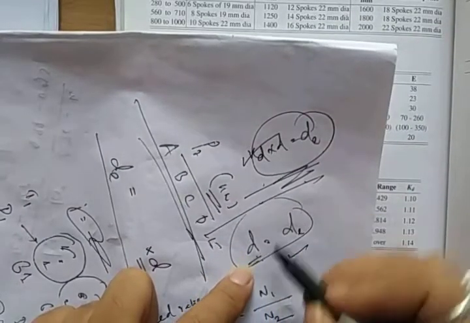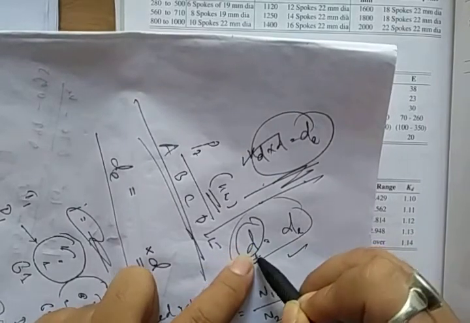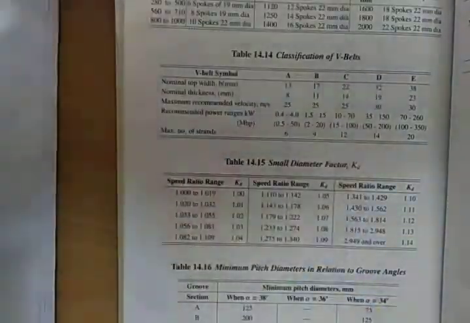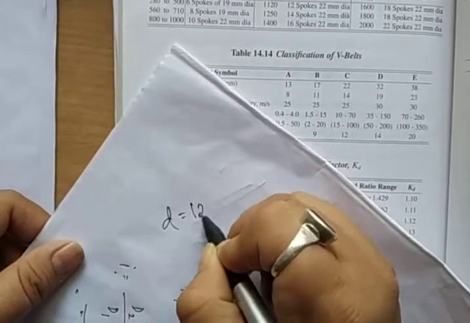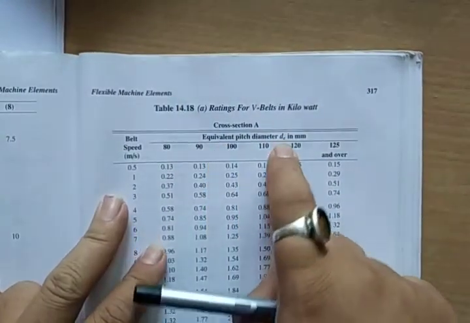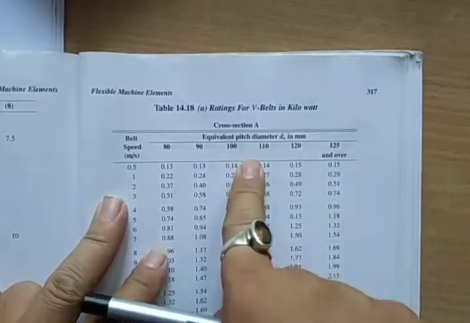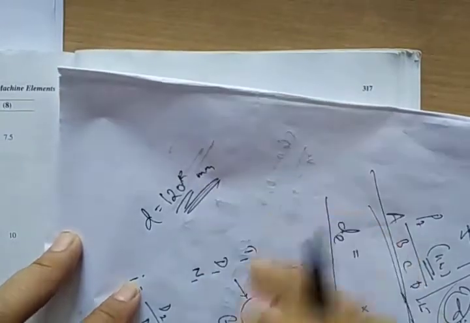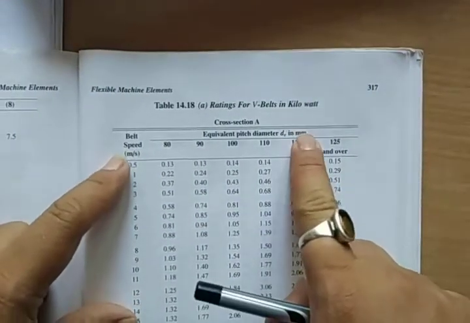Now since you are going to take the diameter given for the smaller pulley to be exactly equal to the equivalent diameter, let's say your small diameter d is given as 120 mm. Let's go back to the table here. See, for cross section A, since the equivalent diameter is equal to the pitch diameter, the diameter of the smaller pulley, which is 120 mm, not degrees, we have taken 120 mm.